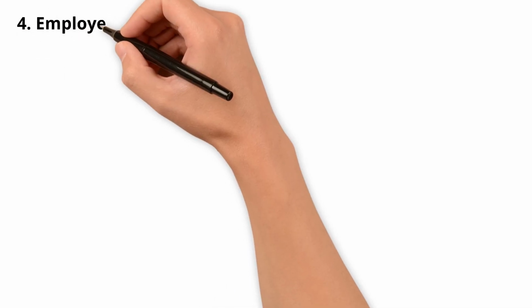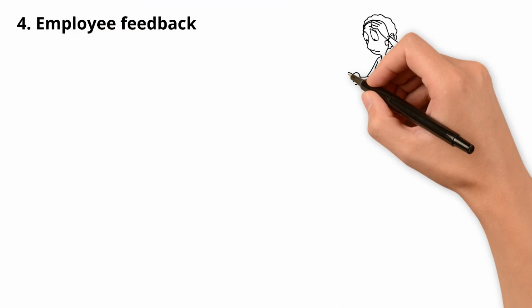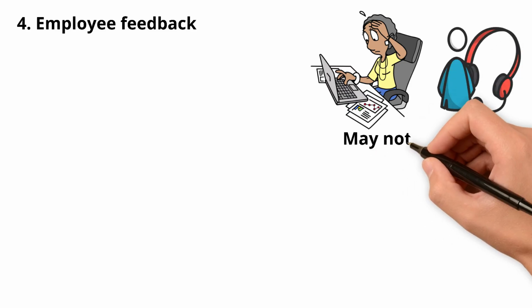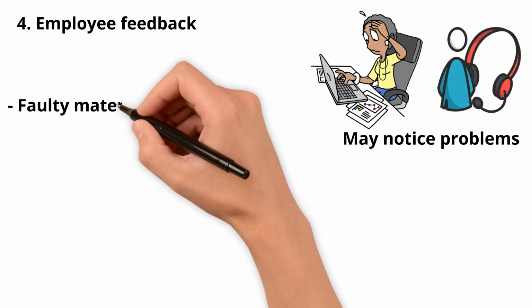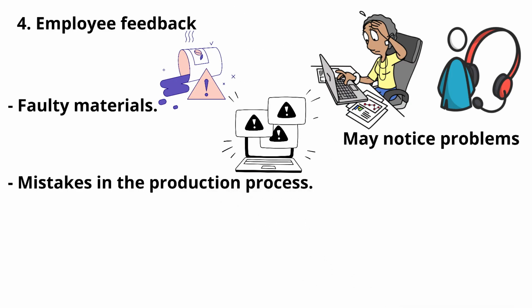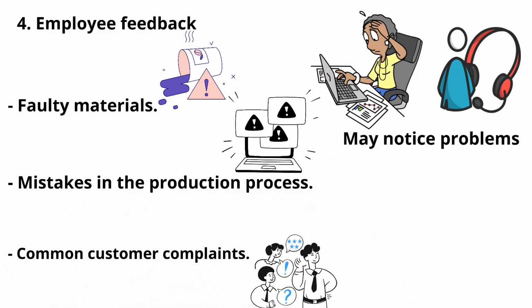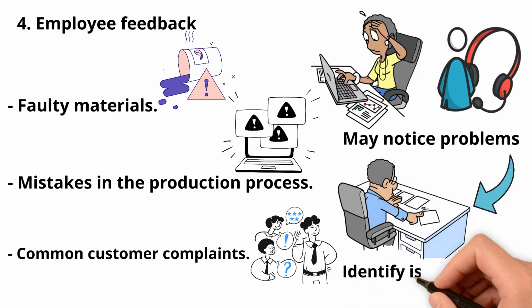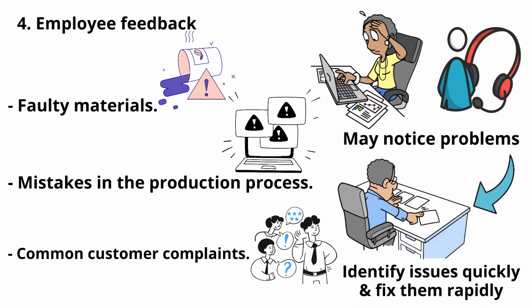Number 4. Employee feedback. Employees working in production or customer service may notice problems such as faulty materials, mistakes in the production process, common customer complaints. Their feedback can help identify issues quickly and businesses can look into fixing them rapidly.